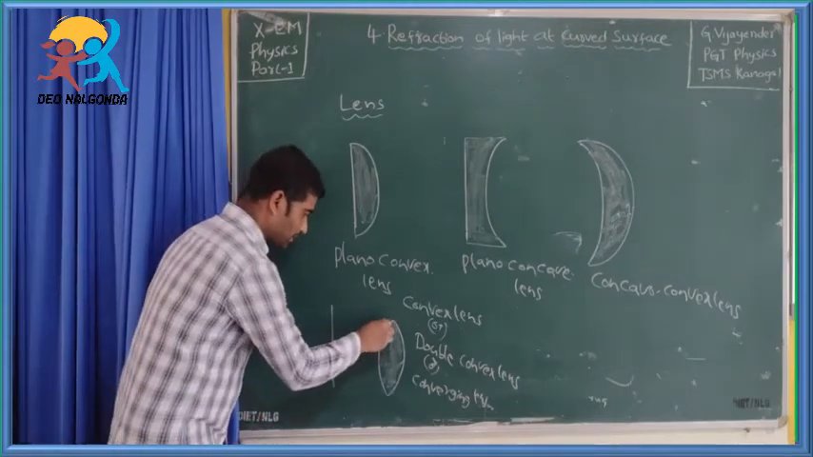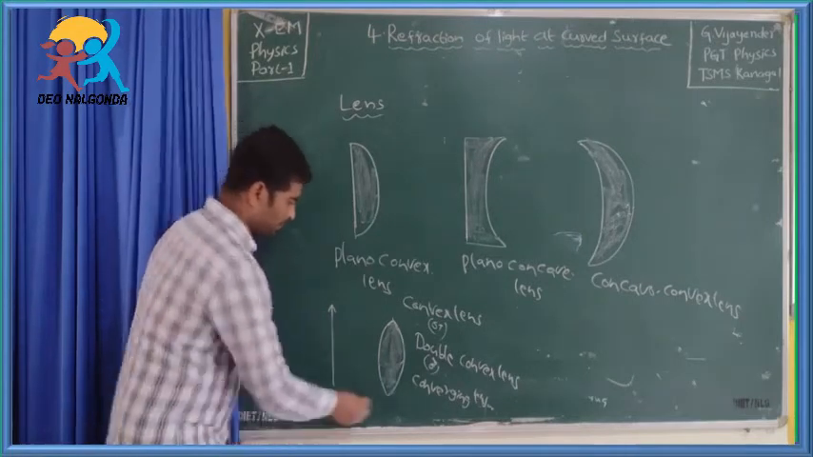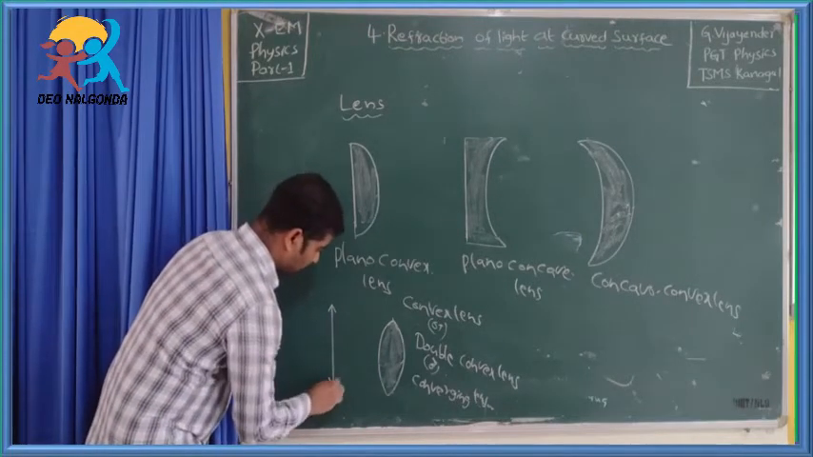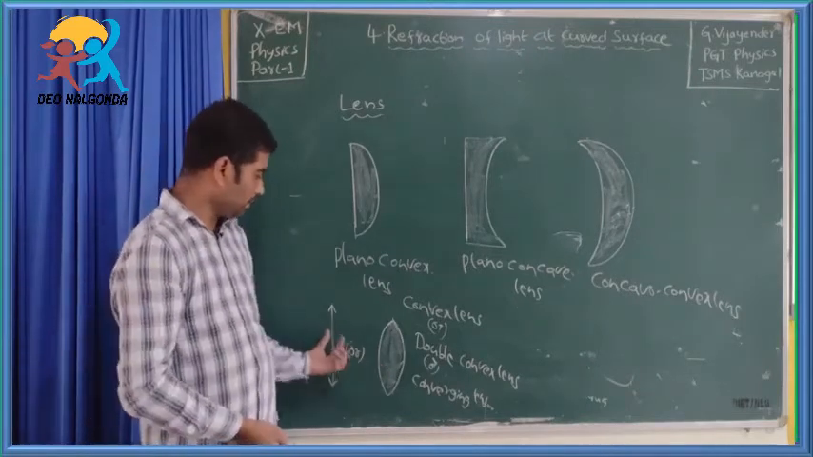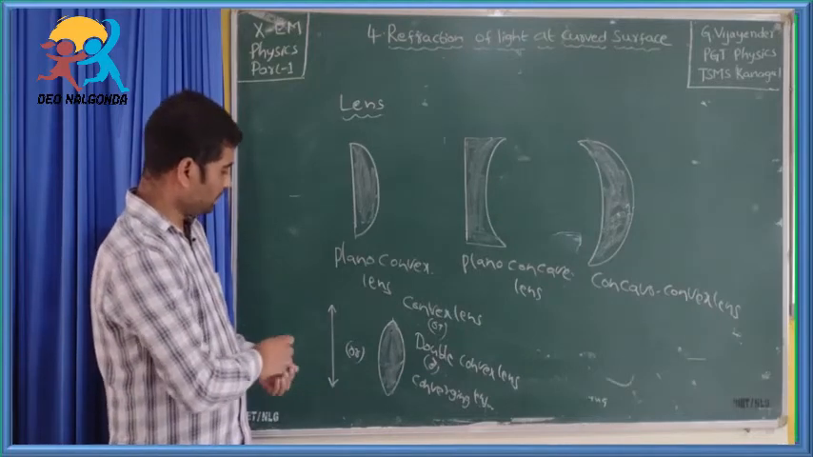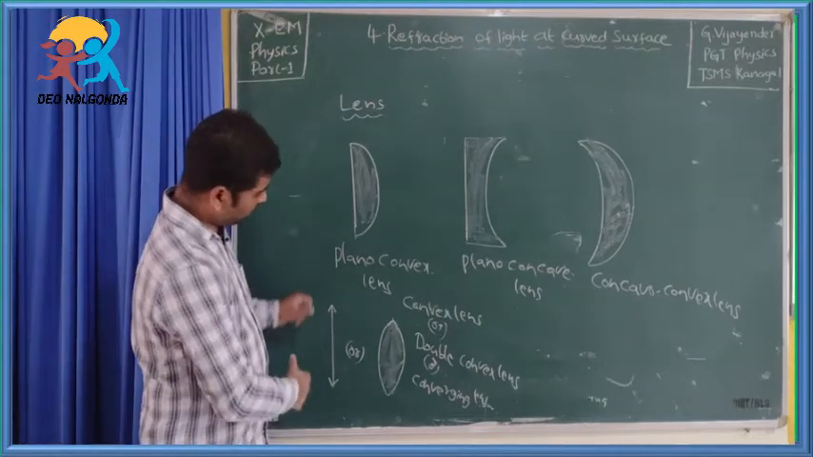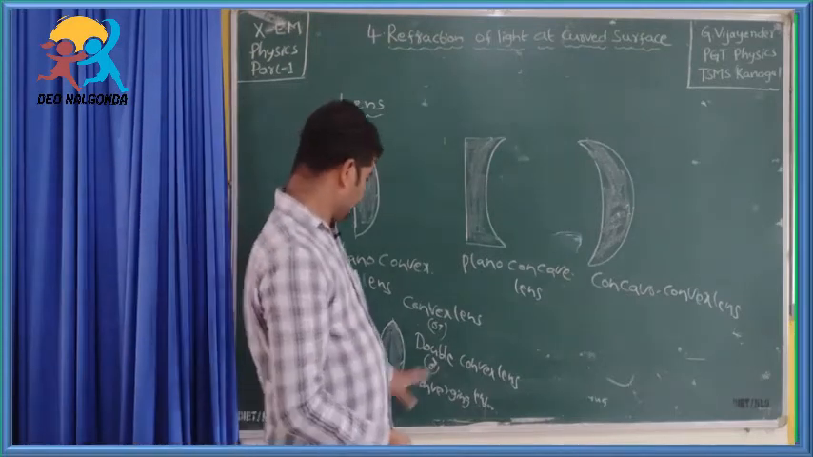The upper arrow mark is upward and the lower arrow mark is downward. We can denote the convex lens like this also, by showing a vertical line and two arrow marks, one upward direction and one downward direction.